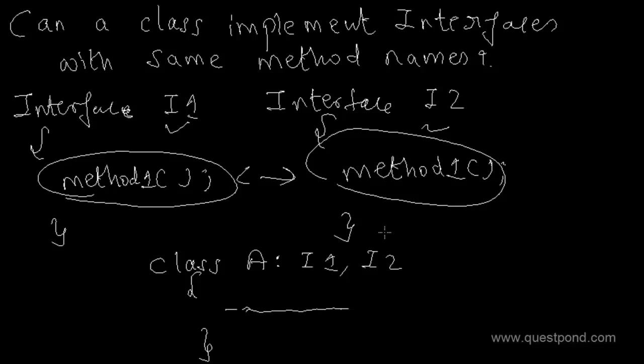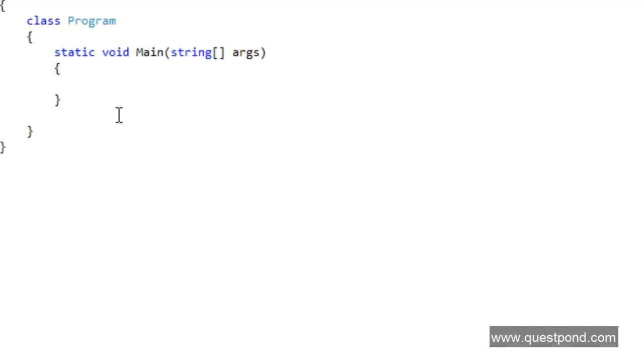So what we'll do is, in order to understand this, we'll first go to our Visual Studio. We'll try to create two interfaces. We'll try to implement them in the class and see what happens, and then we'll try to answer this question in a better manner. So here's a simple console application which I have created. So let me go first and create a simple interface here.